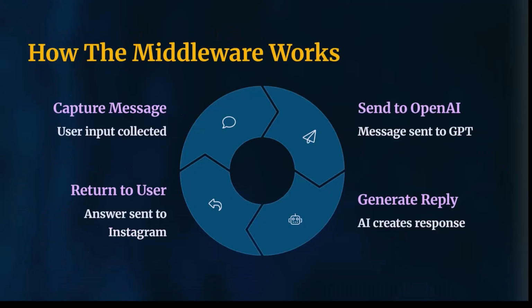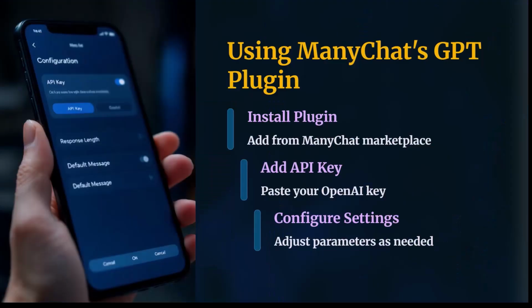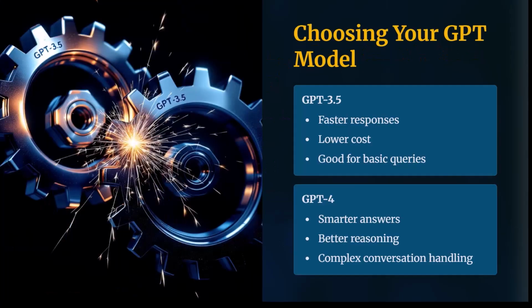Now, here's what this middleware does. Captures the user's message, sends it to OpenAI's GPT endpoint, receives the AI's reply, sends the reply back to Instagram via ManyChat. You can use hosting platforms like Render, Replit, or Vercel to deploy the script. Or, if you prefer, ManyChat's GPT plugin does this for you. You just paste in your OpenAI key and adjust the settings. Choose your GPT model, 3.5 for speed, or GPT-4 for smarter answers.